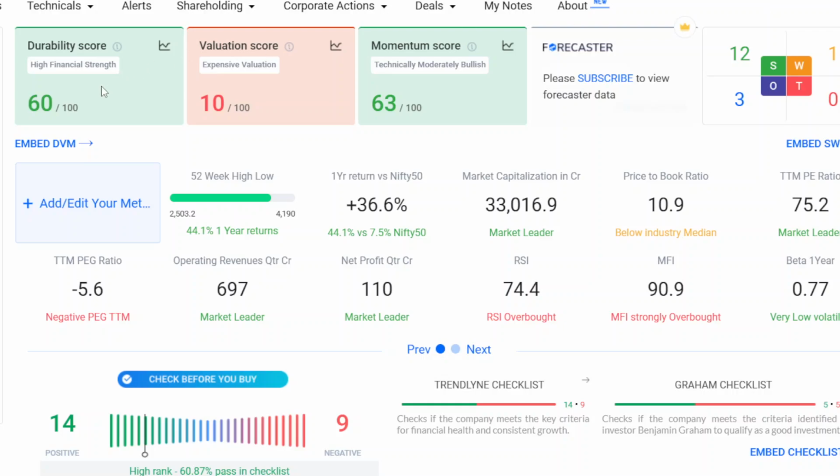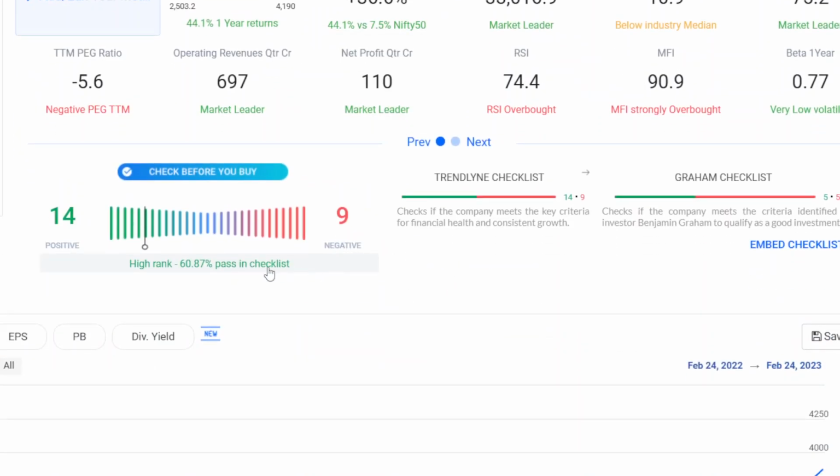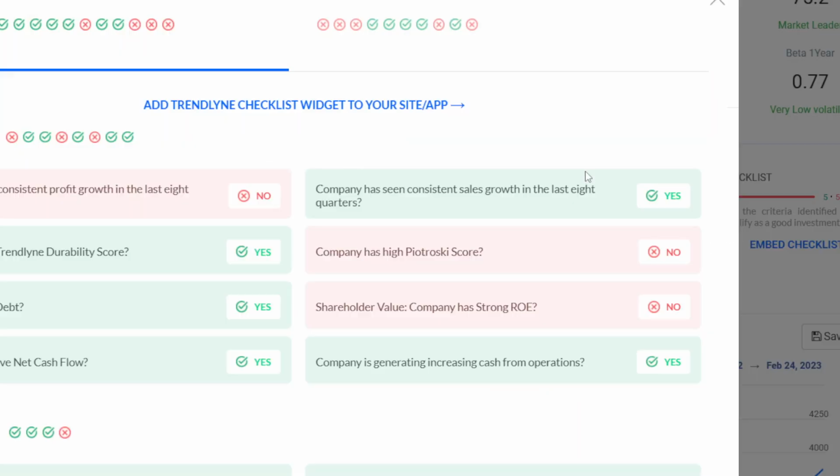So look at durability, high financial strength. Company much farther from a bankruptcy angle. Okay. Valuation, of course, the one I quoted is a bit expensive. Momentum is fine. That means the momentum they are looking at technically, they're technically moderately bullish. So still in a bullish trend. What we'll do, we get into the checklist that they have prepared.